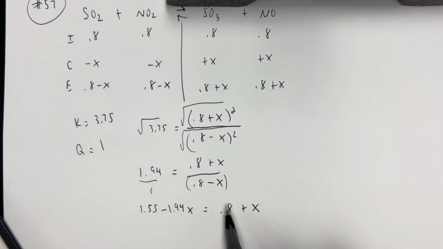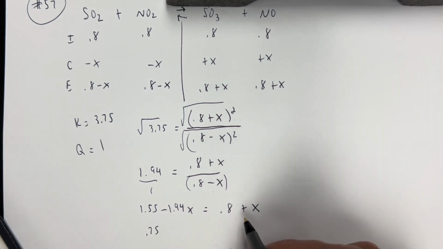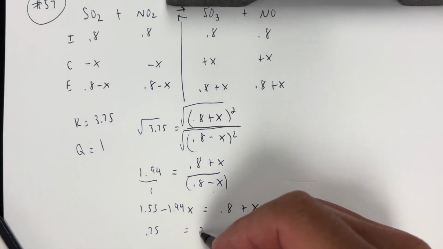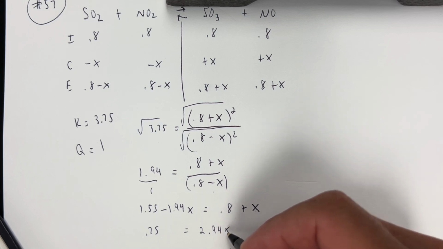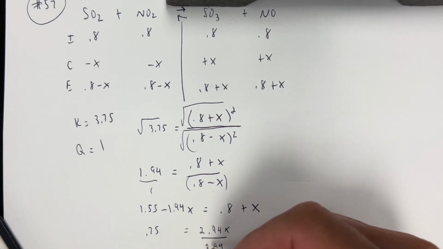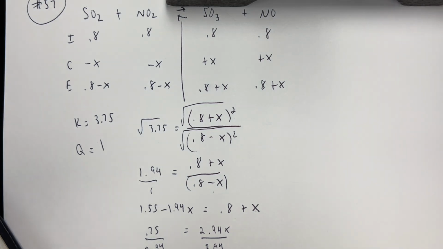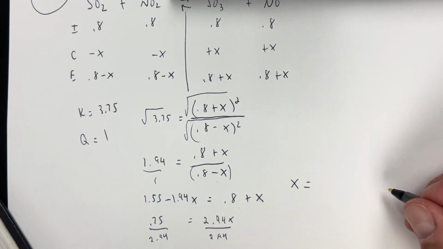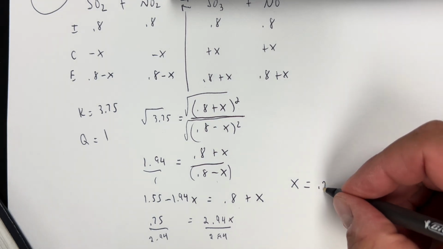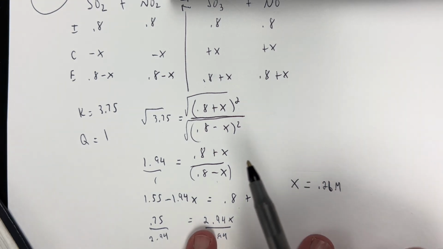Combine like terms, so I'm going to subtract 0.8 to this side, it'd be 0.75. Add 1.94X to that side. Be careful, remember that is a 1X. So it's going to be 1.94 plus 1X is going to be 2.94X. And divide by 2.94 and get our X value. I'll write this up here. X ends up being 0.26 molar.